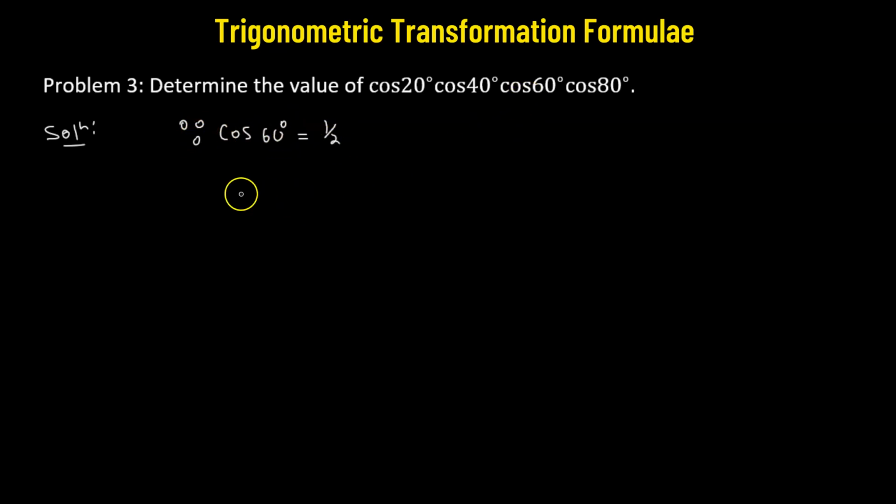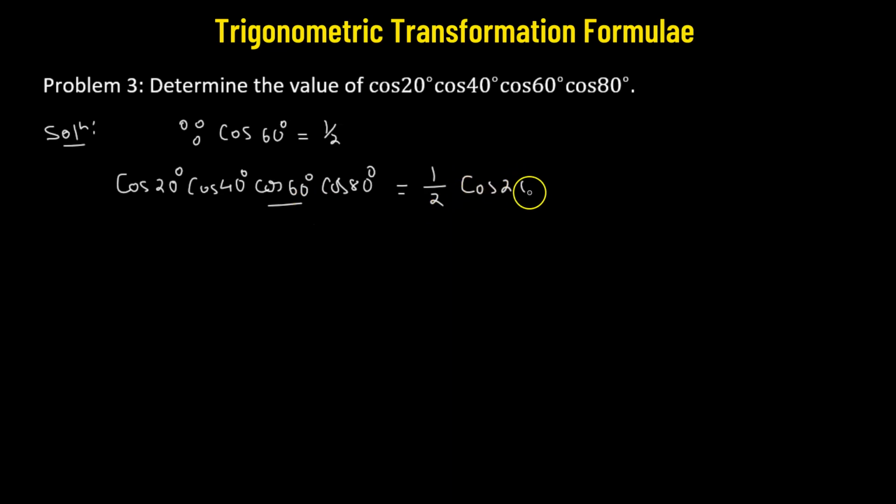So let's substitute the value here, and let's start with the expression cosine 20 times cosine 40 times cosine 60 times cosine 80. So this will be equal to half. So here we have replaced the value of cosine 60 with half. We're left with now cosine 20 degree times cosine 80 degree first, then we're going to have cosine 40 degree. There's a reason, because we're going to combine cosine 20 degree with cosine 80 degree.